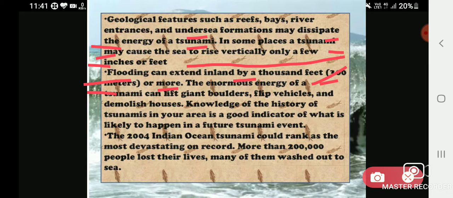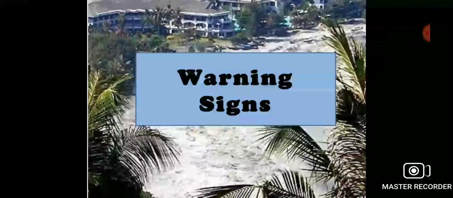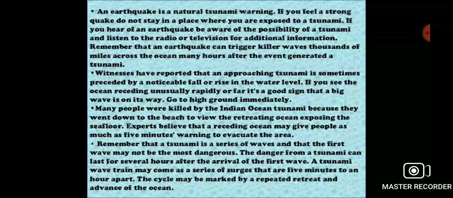So, knowledge of the history of tsunamis in your area is a good indicator of what is likely to happen in a future tsunami event. The 2004 ocean tsunami could rank as the most devastating, where more than lakhs of people lost their lives, and many of them were washed out to sea. Means lots of people died because of the tsunami in 2004. So what are the warning signs of tsunami? Let's read about it.